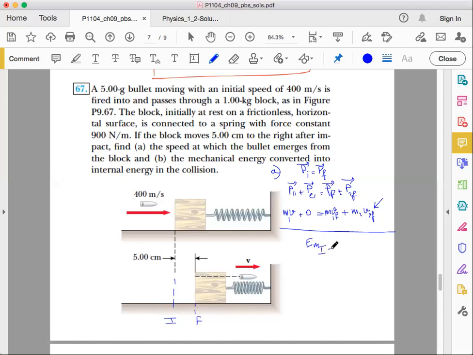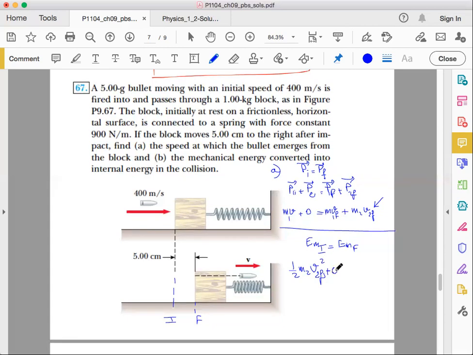So EMI is equal to EMF, where EM represents the mechanical energy. At the initial position right after the collision, the block has a given velocity, V2 final. So we end up with half M2 V2F squared, this is the kinetic energy. For the potential energy in the initial position right after the collision, there is no potential energy, neither gravitational nor elastic, because the spring has not yet been compressed.